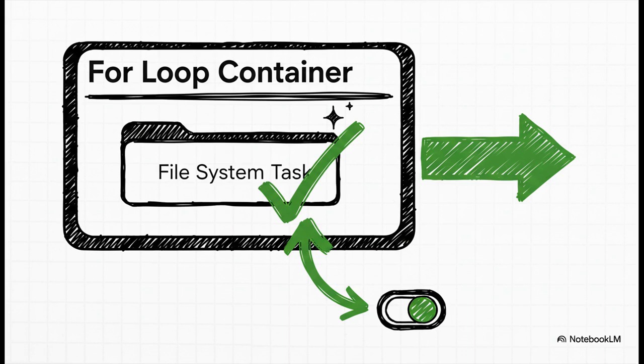The file system task runs, it finds the file, and success! Execution now follows our green success path. Our until success flag gets set to true, and the loop exits cleanly. The rest of the package can now continue on its merry way.